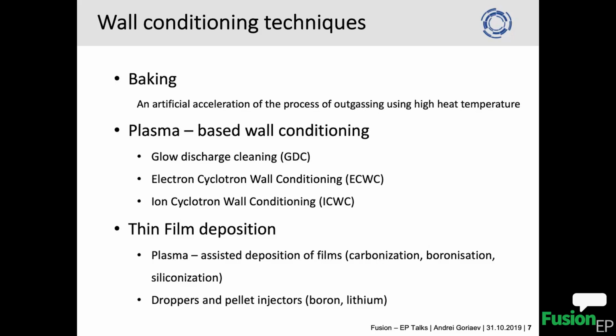I personally divide it into plasma assisted deposition, when you use the plasma to put a thin layer of carbon, boron, silicon, or whatever on the plasma vessel wall, or there are some other techniques like droppers or pellet injectors. So it's usually applied during your plasma experiments. You can drop some boron during your plasma experiment, which will be distributed by plasma in your vacuum vessel, and will have some wall conditioning effect.